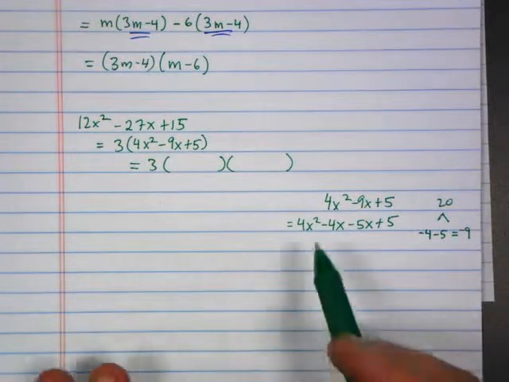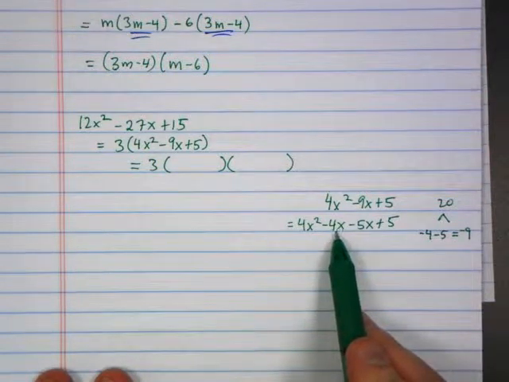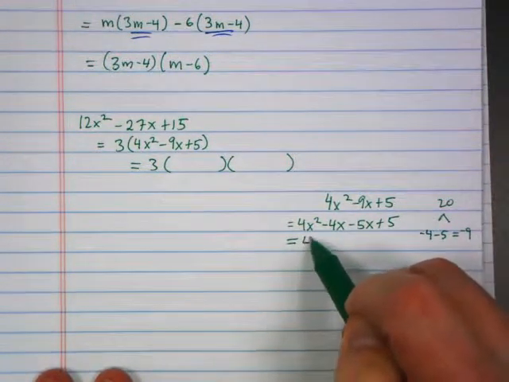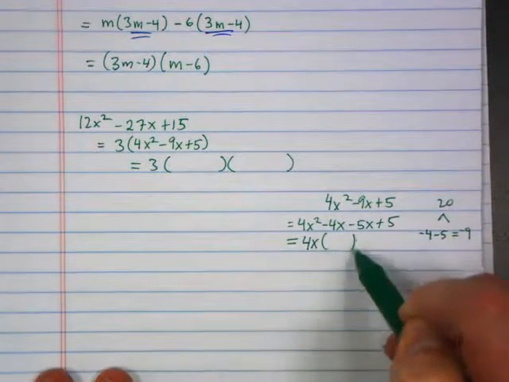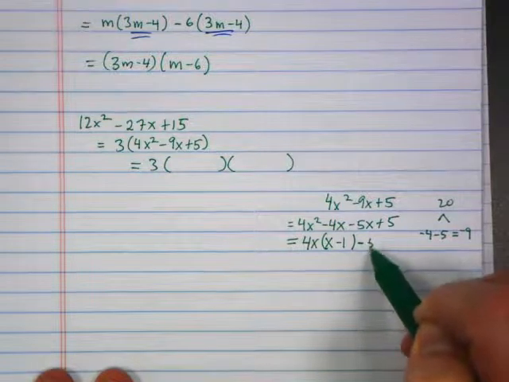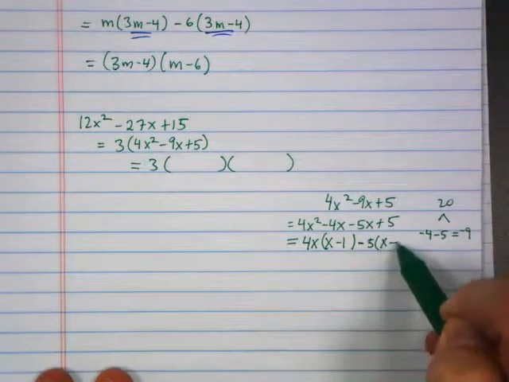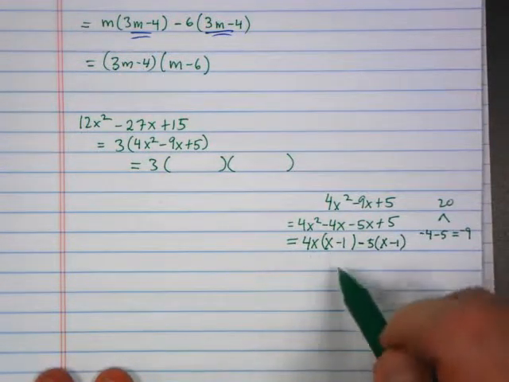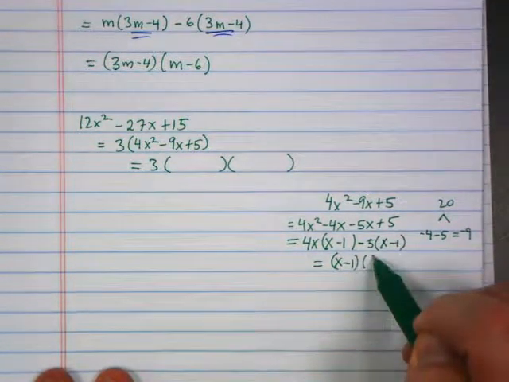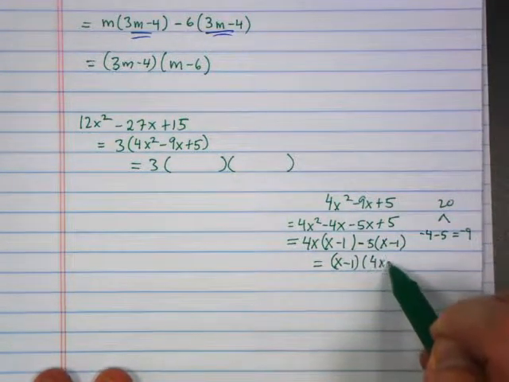All right, so back to our group here. 4x squared minus 4x minus 5x plus 5. What's common in the first group? 4x. And left over? x minus 1. Very good. Second group? -5. Left over? x minus 1. The x minus 1s are common. Take out the x minus 1. What's left over? 4x minus 5.